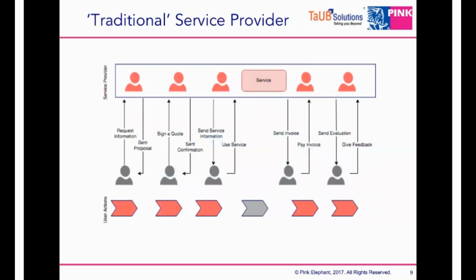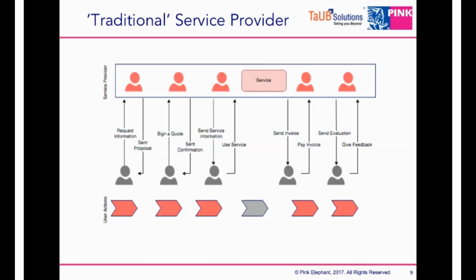On the slide in front of you, you see what I would like to call a traditional service provider. And a traditional service provider, which are most of the companies in the world, provides services to customers on a step-by-step basis. Each of those steps we like to call a user action, which you see at the bottom of the slide. Every service can be broken down into a number of user actions. And I'm just going to illustrate this with a very short example.